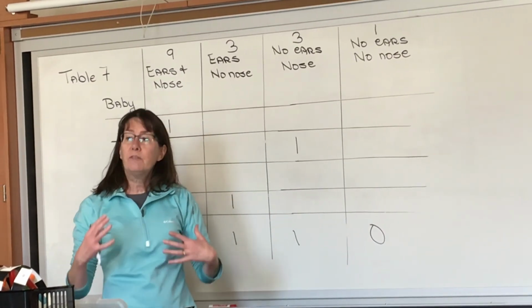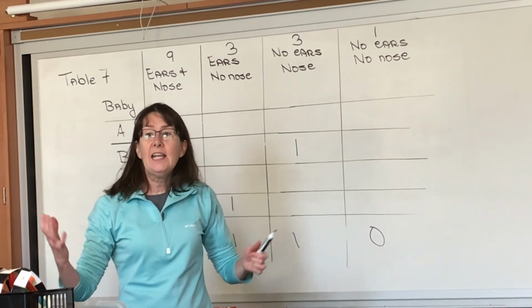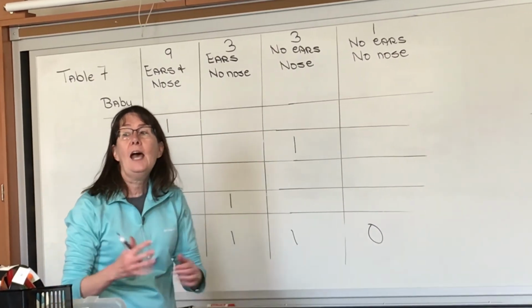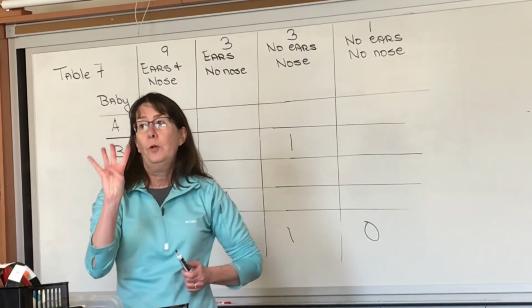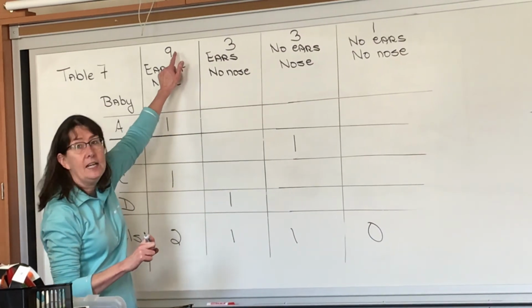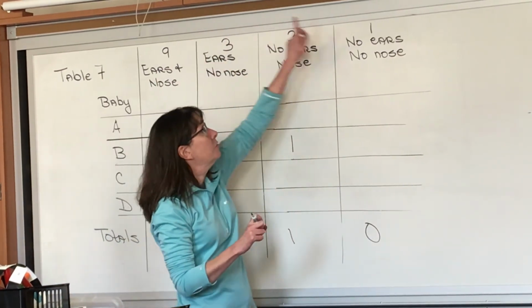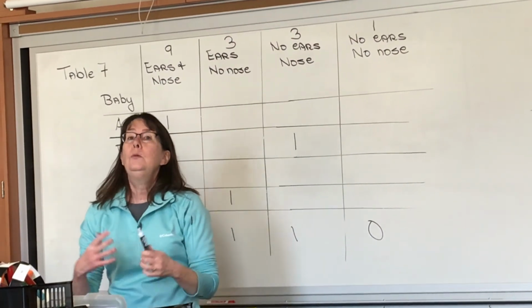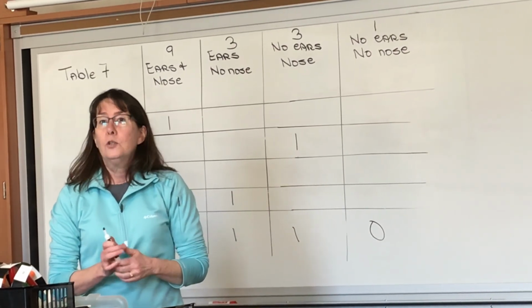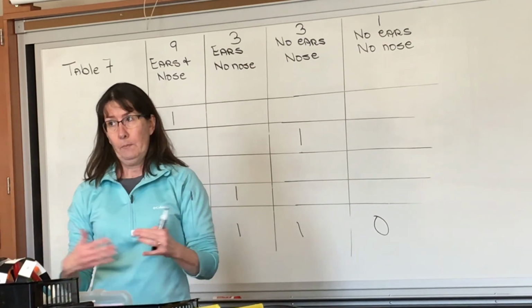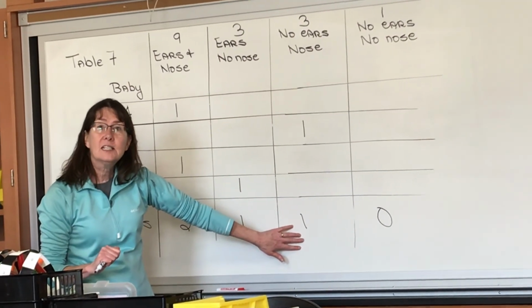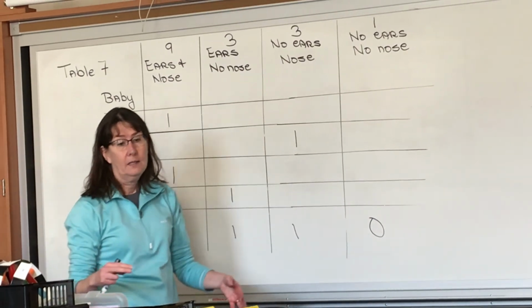The biggest problem with our data set is it's too small. We only had 4 individual babies in our data set. In order to have a 9 to 3 to 3 to 1 ratio, you need a minimum of 16 individuals. So we did not support Mendel's ratio in our data set because it was too small.